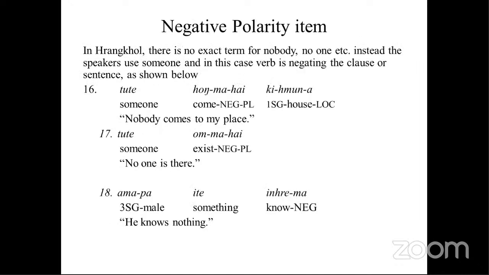The item. There is no exact term for nobody, no one, etc. Instead, the speaker uses someone, and in this case, the verb is negating the clause or sentence.